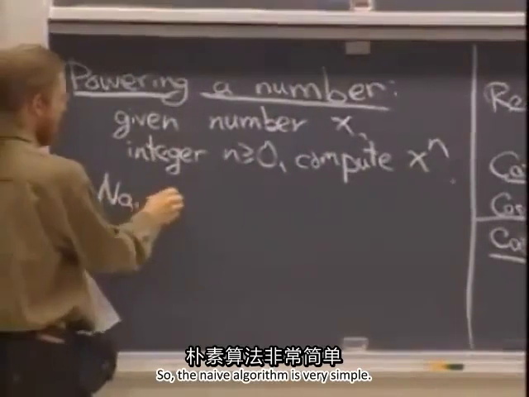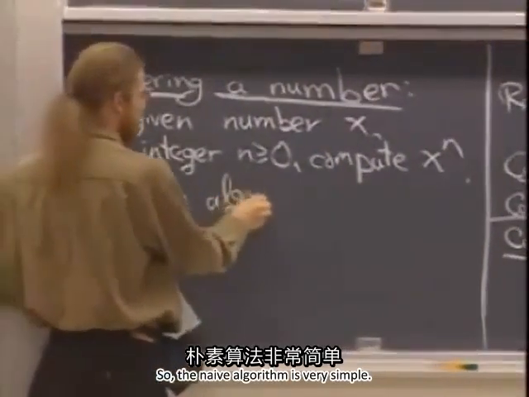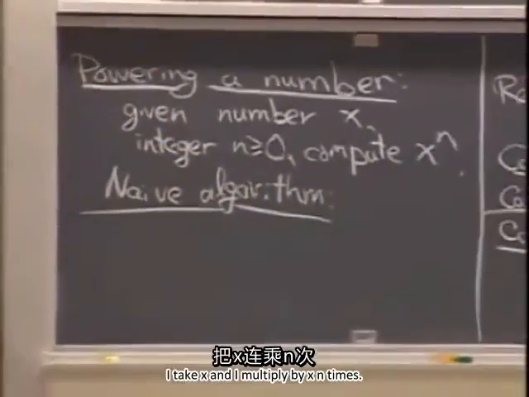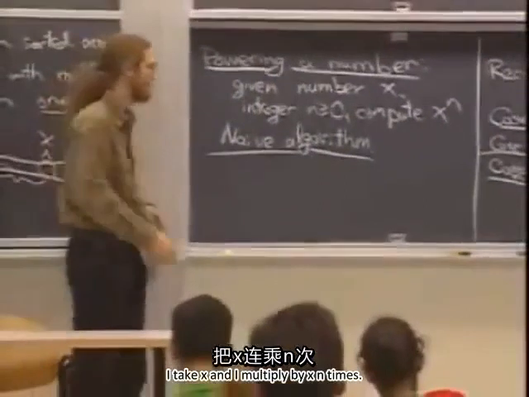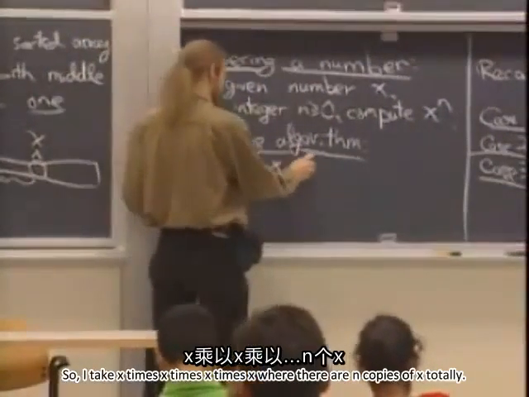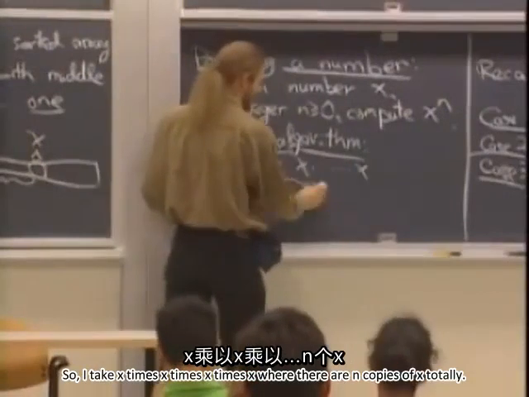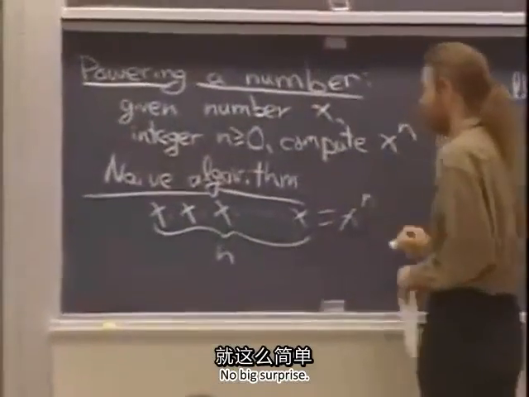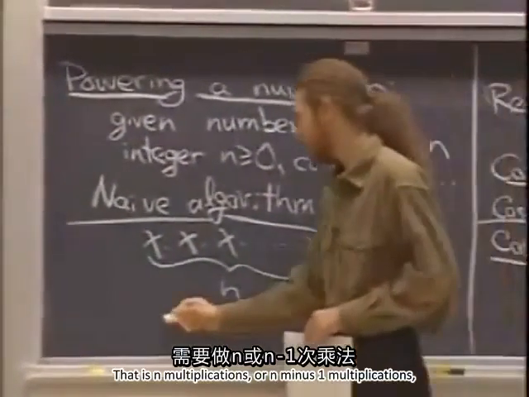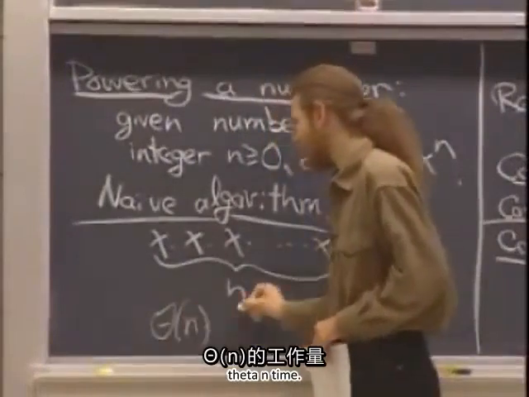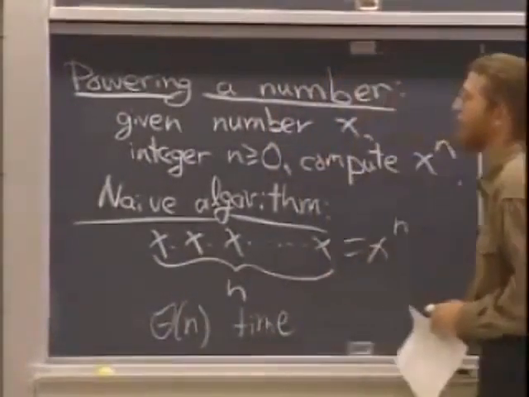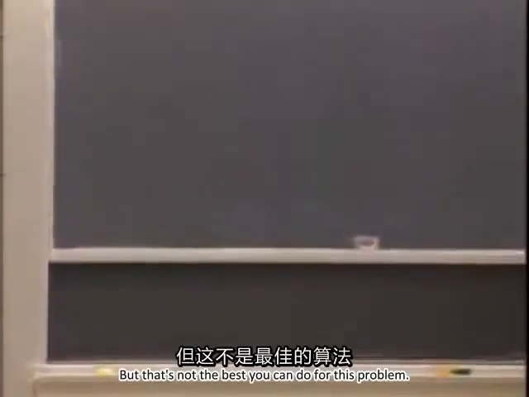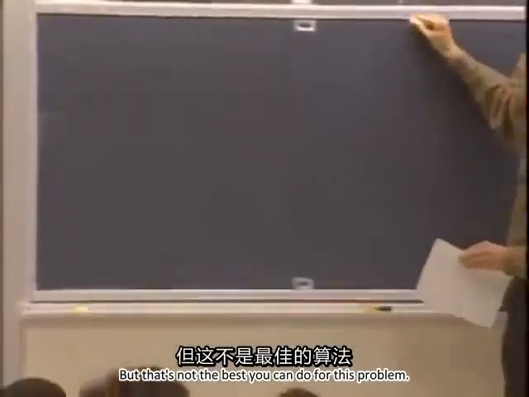So the naive algorithm is very simple. How do you compute x to the power n? Well, the definition of x to the power n is I take x and I multiply by x n times. So I take x times x times x times x, where there are n copies of x total. And that's x to the n. No big surprise. That's n minus 1 multiplications, theta n time. But that's not the best you can do for this problem.